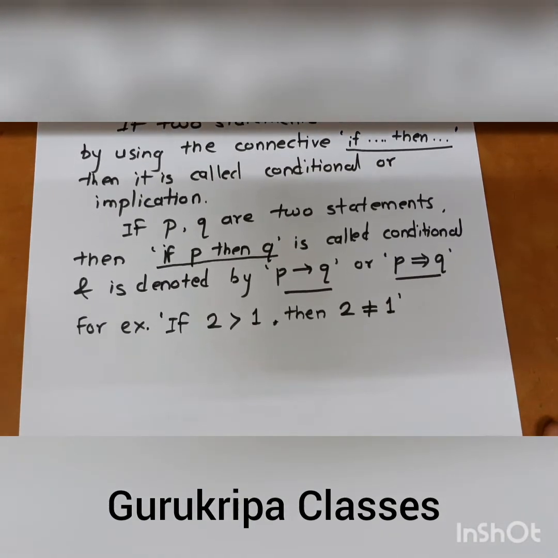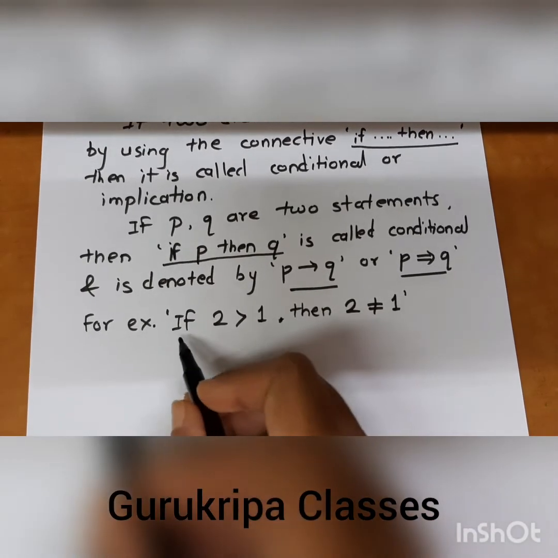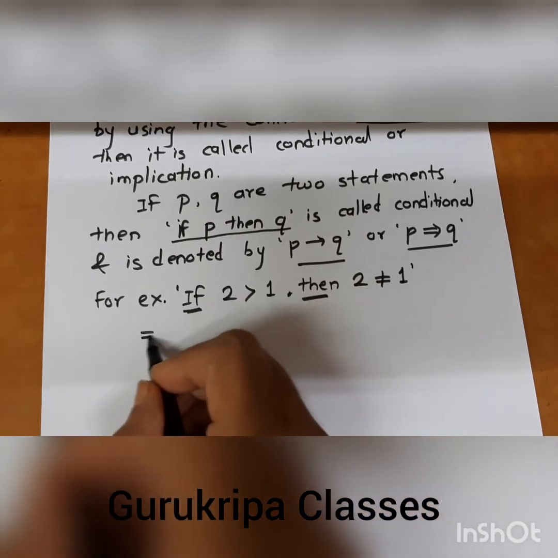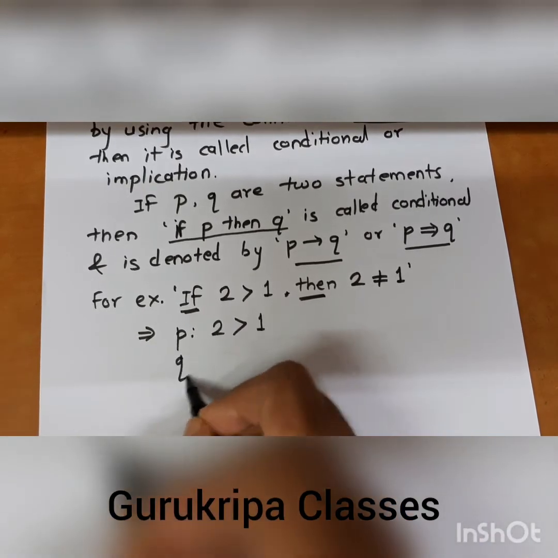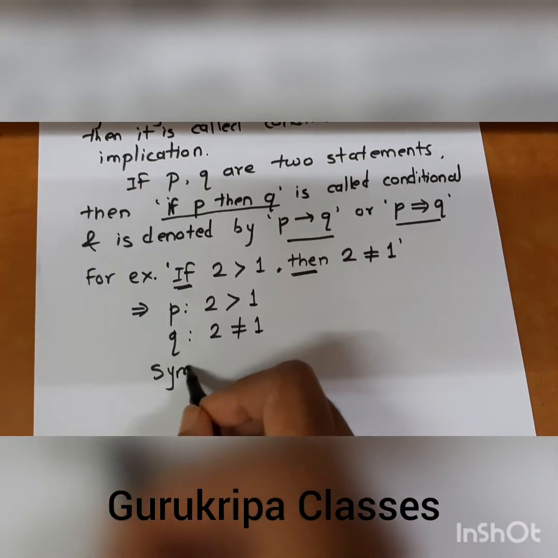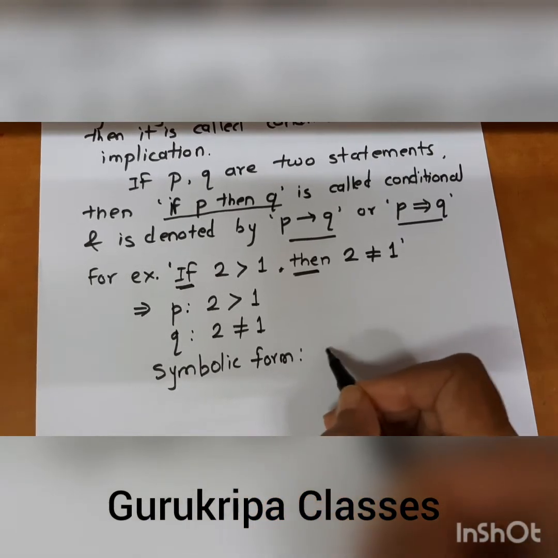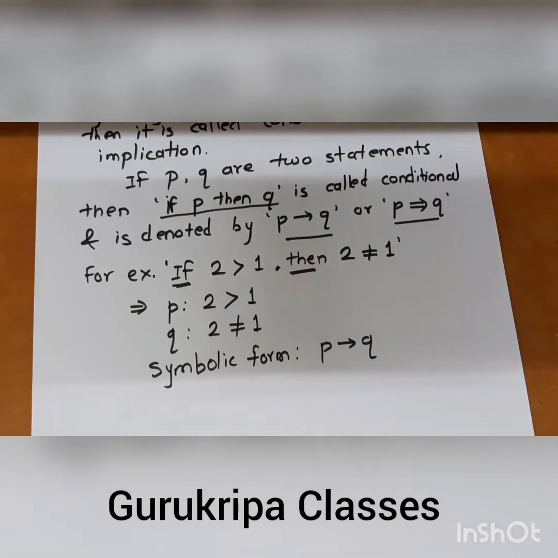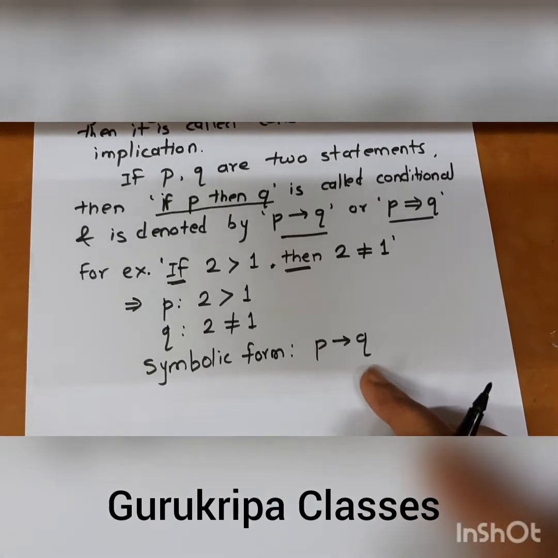if 2 is greater than 1, then 2 is not equal to 1. So here we have combined using this if then. How are we going to write its symbolic form? See, P is the statement 2 is greater than 1. Q is the statement 2 is not equal to 1. Now what will be its symbolic form? I already told you, whenever the wording if then is used, use implication. That is P implies Q. Symbolic form is P implies Q.